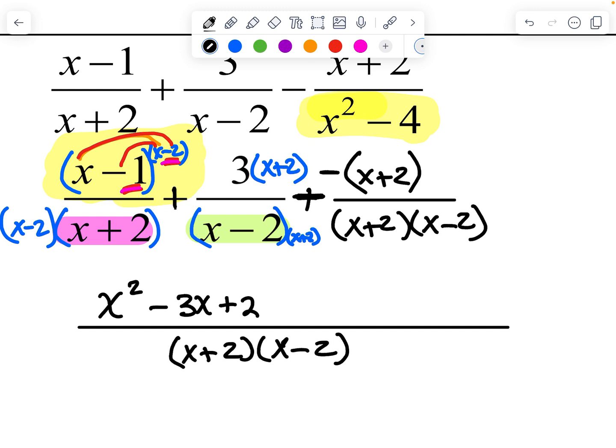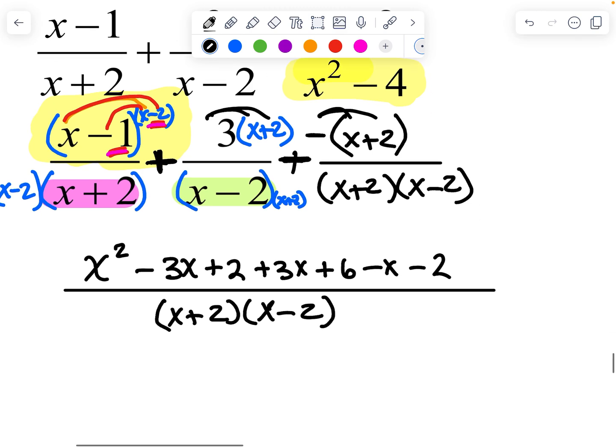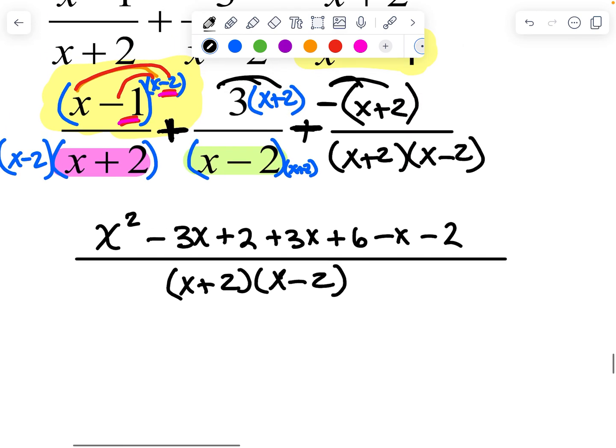Okay, this next one is a plus sign. So that is 3 times x, which is 3x. And that is 3 times 2, which is 6. And this is negative x. And this is negative 2. So now we have this mess.